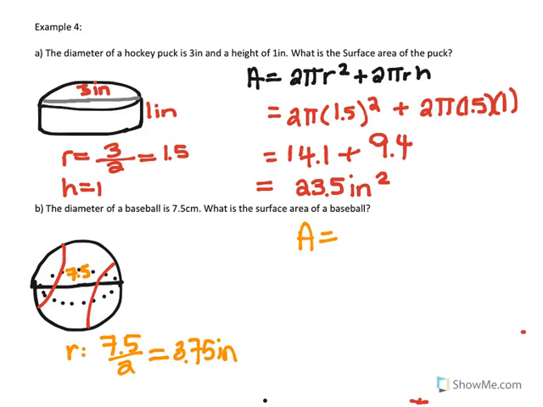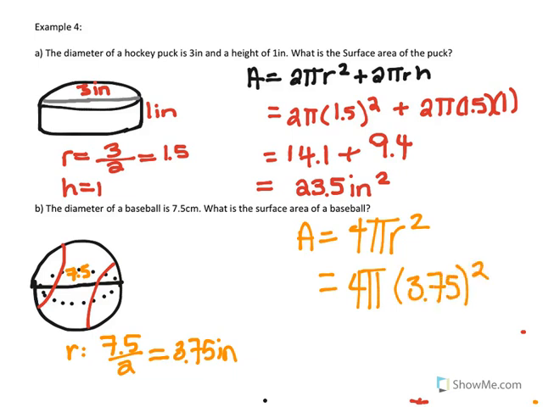So we know that formula for area for a sphere is 4 pi r squared. So we're going to go 4 times pi times 3.75 squared. Type this into our calculator. You should get 176.7 inches squared. And that is everything I have to say.